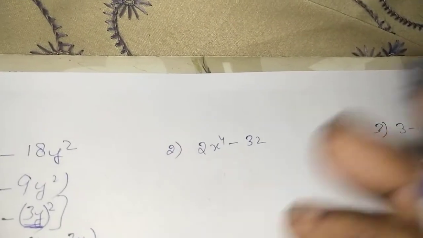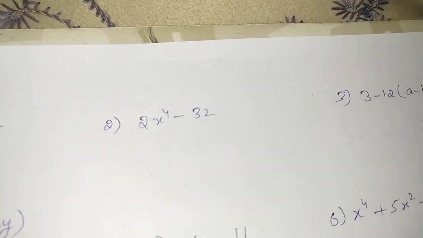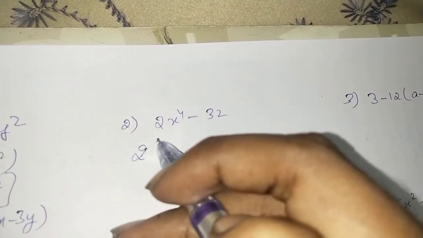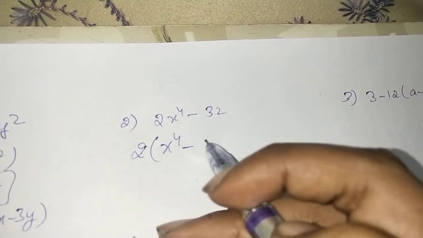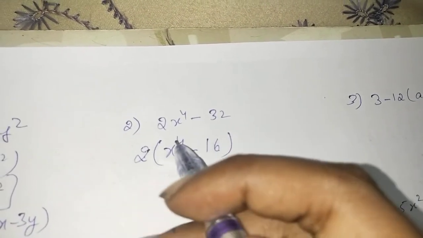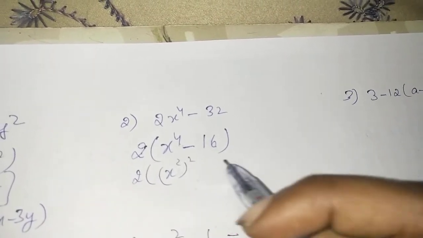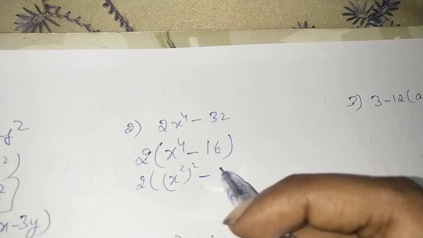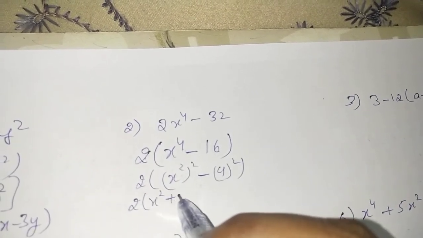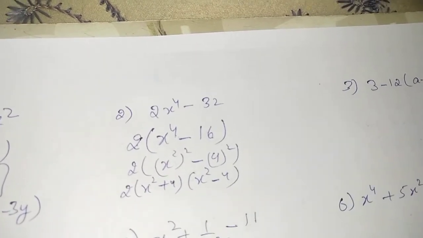Let's move on to the next one. So now we are having 2x to the power 4 minus 32. Again, same concept. Take out if there is anything common. Yes, we can see that the number 2 is common. So it will be x to the power of 4 minus 16. Now this thing is not a square. This is having a power 4. Doesn't matter. We know that this is the square of x square and this is the square of 4. So again, in one bracket x square plus 4 and other bracket x square minus 4.